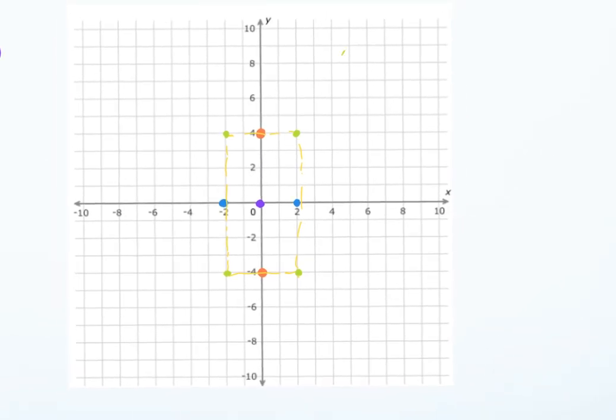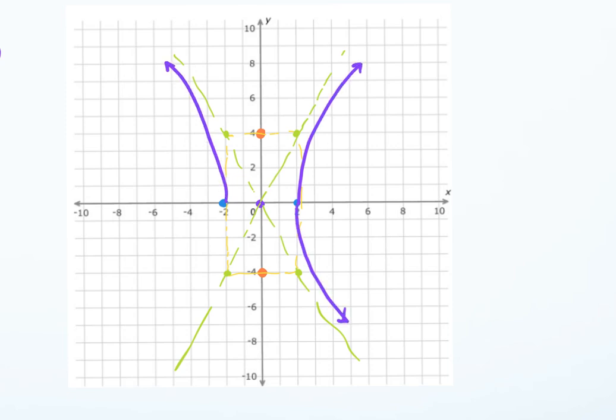This is easier to do on Notability because you can do the straight dashed line, but it would look something like this. If it was vertical, I'd have them go up and down. This one's horizontal, so they are going to point right and left, and I'm going to make them as wide as I can without touching the asymptotes. Doesn't have to be perfect, but it should be pretty wide.